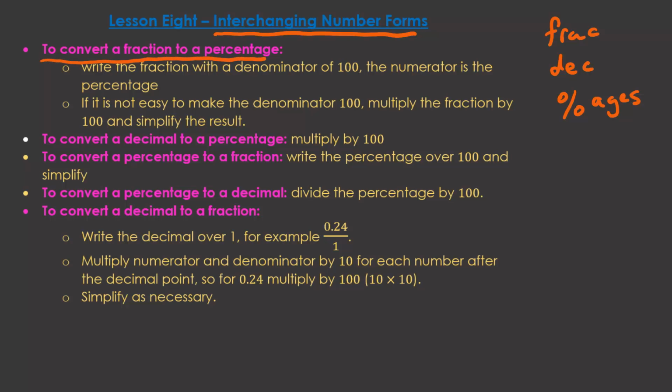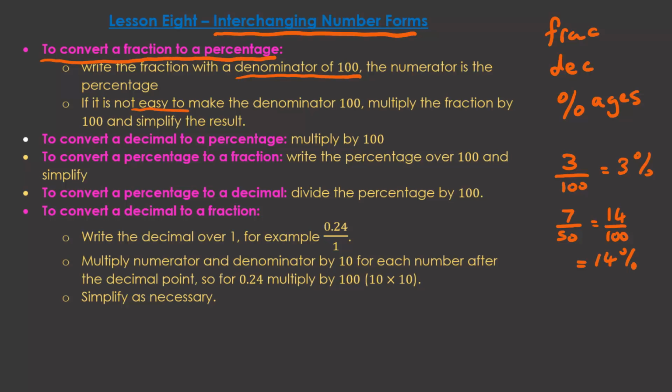Converting a fraction to a percentage, if you can, write the fraction with a denominator of 100. If it already has 100, as it has in earlier sections, like 3 over 100, then it should be clear that that's 3%. But some fractions are easily turned into that. So for example, if you had 7 over 50, we know that an equivalent fraction there would be 14 over 100, and therefore that would be 14%.